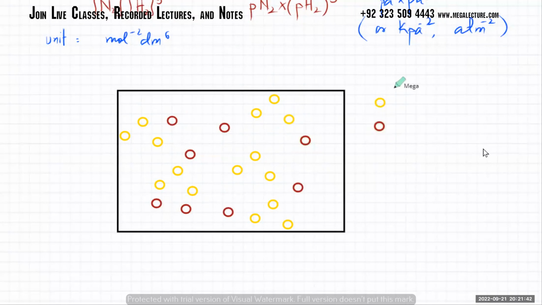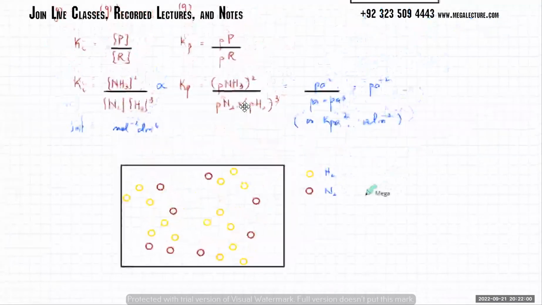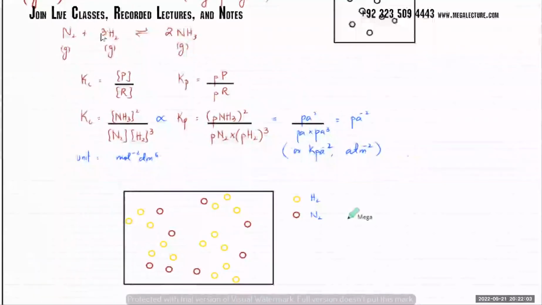The yellow molecule is what? It's H2, and the red one is N2. So initially I mix them together. Now obviously there's going to be a reaction that will start. One N2 will combine with 3H2. What does the equation tell you? The equation tells you that one N2 reacts with 3 H2 and it produces 2 molecules of ammonia.